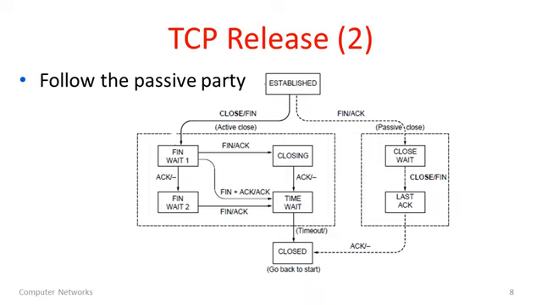Let's look at the passive party. It started in the ESTABLISHED state. And then at some stage it received a FIN from the other side. That's this input here, which caused a transition to this state, a passive closed state, and we replied by sending an ACK. The other side doesn't want to talk to us anymore.